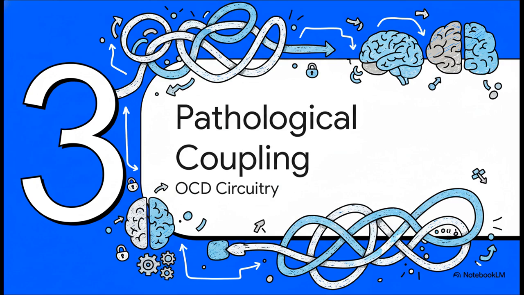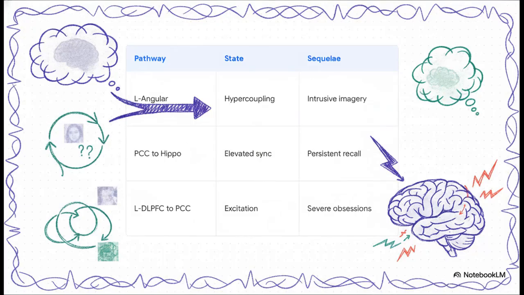Section 3, pathological coupling in OCD. To really grasp this ego-dystonic entrapment, take a look at how directly these localized neurological hubs map onto actual clinical symptoms. Look at the left angular gyrus to the left extrastriate cortex. In an OCD state, pathological hypercoupling right here generates that highly intrusive, distress-inducing mental imagery that is just completely resistant to voluntary suppression. Then check out the connection between the PCC, the precuneus, and the left hippocampus. Elevated resting state connectivity in this specific pathway fuels that relentless rumination and the distressing recall of past outs.